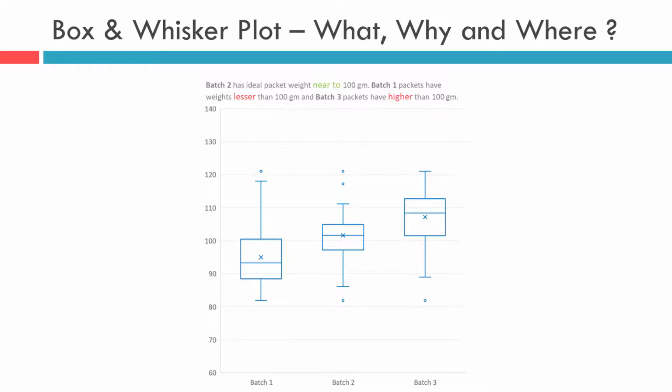And similarly for batch 3, we can conclude that packets have weight more than 100 grams and even the average weight is around 108 grams. There are a few outliers at the bottom as well for this batch. So I hope the producer Lay's will find this chart useful to understand the distribution of weight for packets from different batches, and then take the required action. So let us get started and see how we can create this chart inside our Excel.